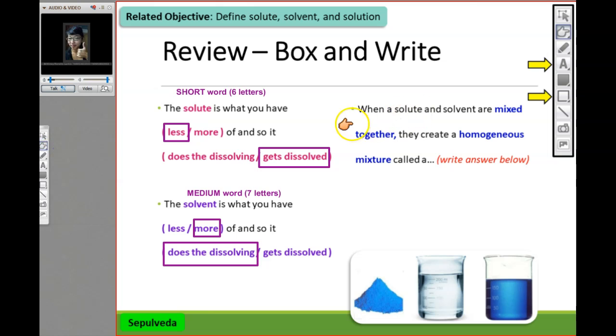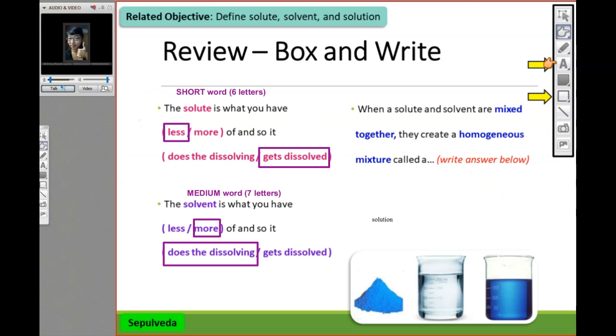Now remember, once they get mixed together, they create a homogeneous mixture that is 8 letters long. Go ahead and write the answer on the board. What is that homogeneous mixture called? It looks a lot like our other words, except for this one has 8 letters. Go ahead and type that for me up on the board. Use your letter tool. Click on the board, and then you should be able to type and press enter to get your answer up there.